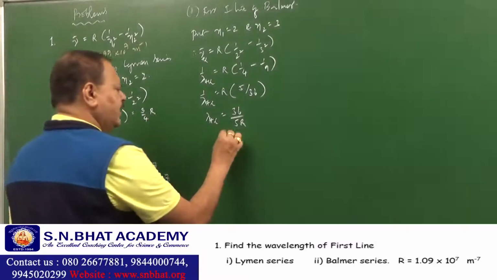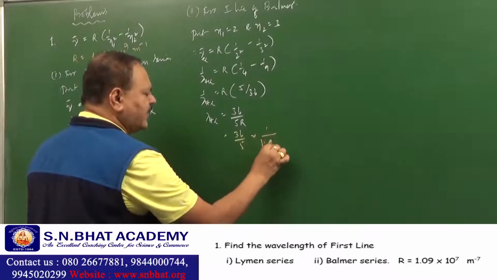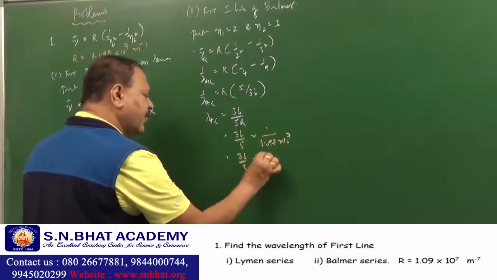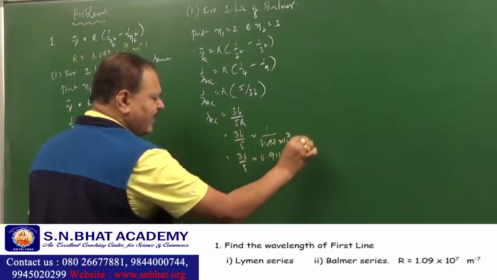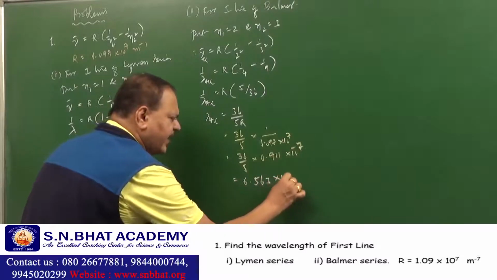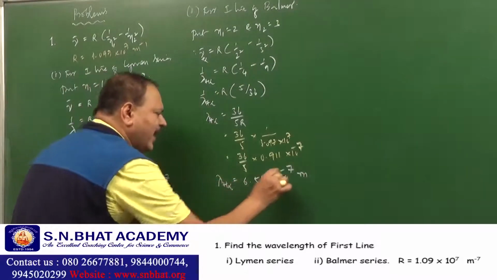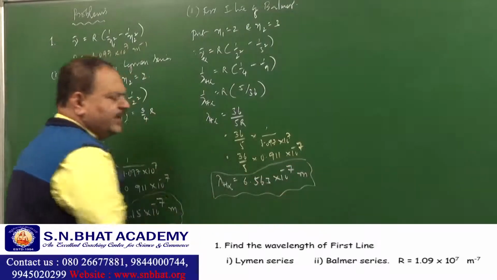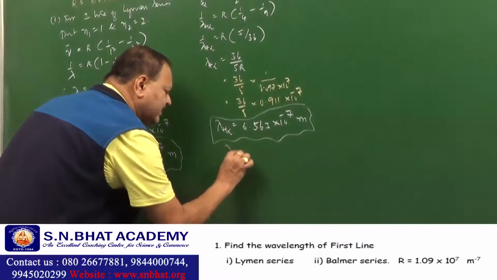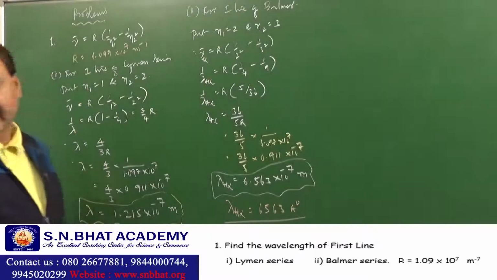So you substitute 36 by 5 into 1 by the value of R, which you know is 1.097 into 10 to the power of 7, that is 36 by 5 into 0.911 into 10 to the power of minus 7. If you simplify, this comes out to be 6.563 into 10 to the power of minus 7 meter. This is enough for you. Actually, writing this much is enough. But we always put the wavelength in angstroms. Understood? So let us write one extra step: lambda H alpha is 6563 angstroms. Okay, very important.